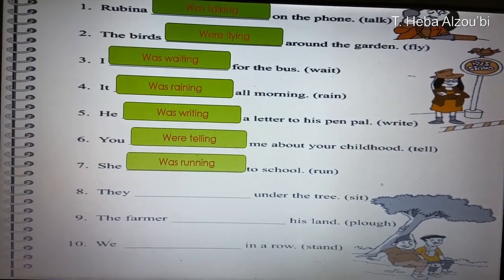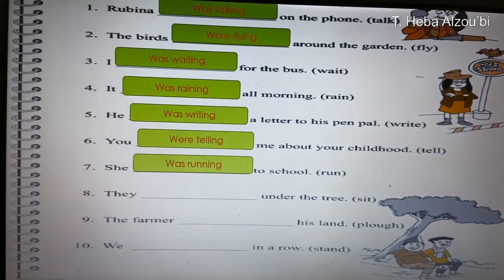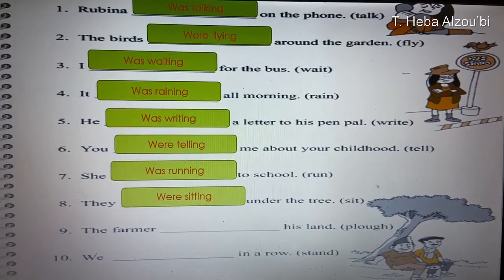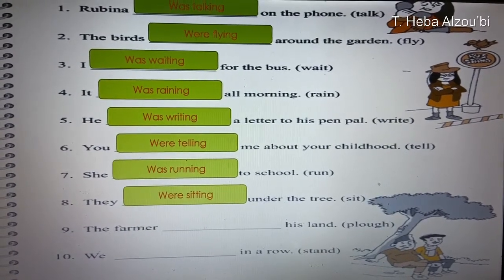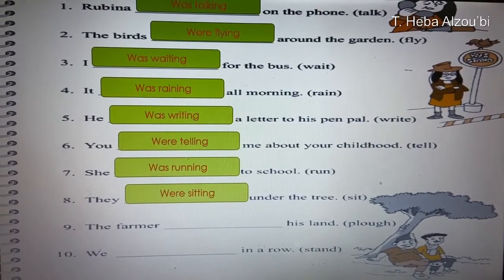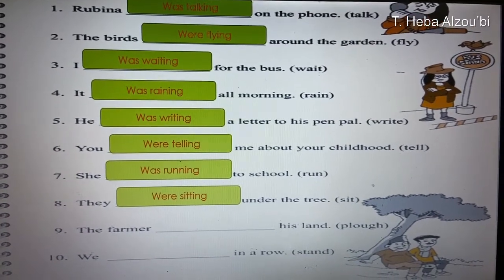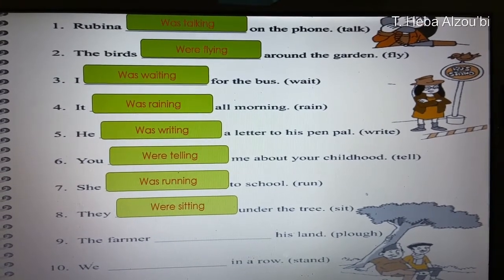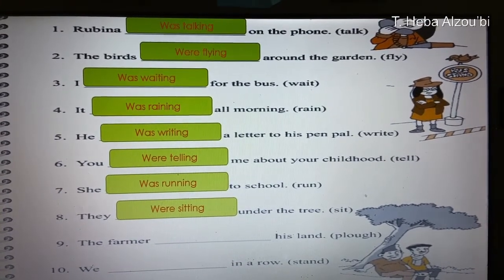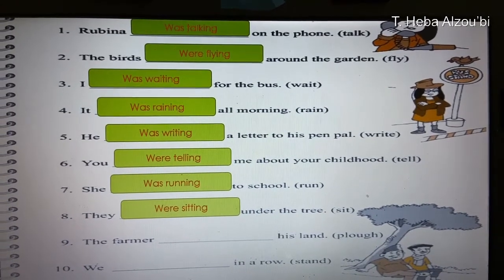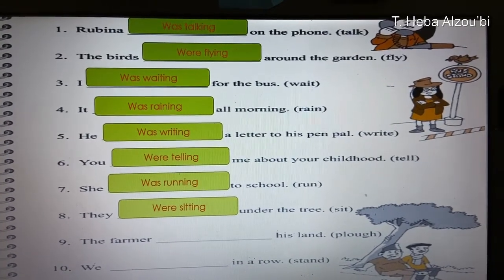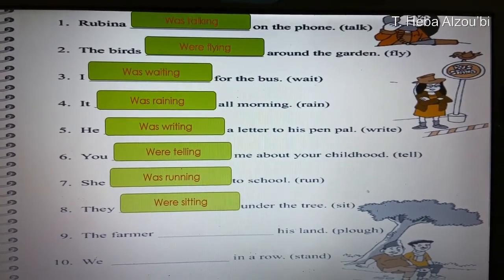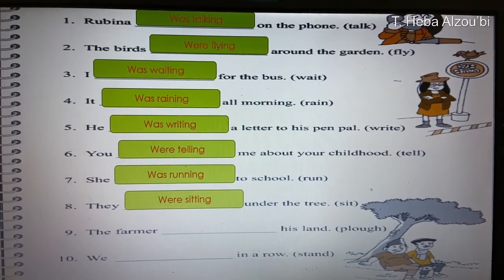Number 8. They under the tree. They were sitting under the tree. Number 9. The farmer, his plough. The farmer, his land, and the main verb is plough. The farmer was plowing his land.